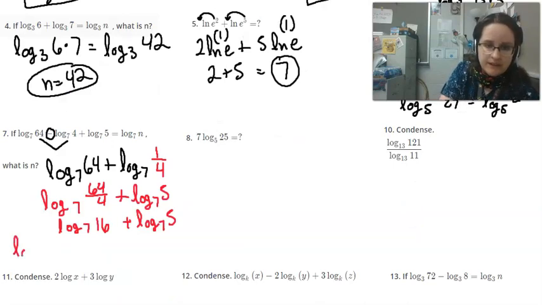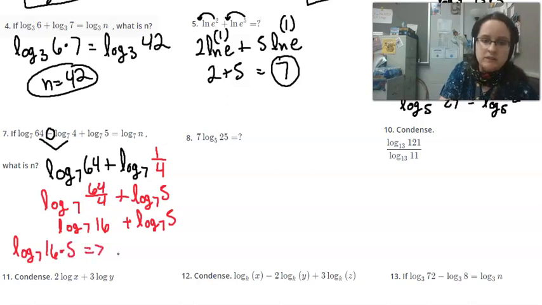So then we have log 7 of 16 times 5, and that would equal log 7 of 80. So n would equal 80 in this case.